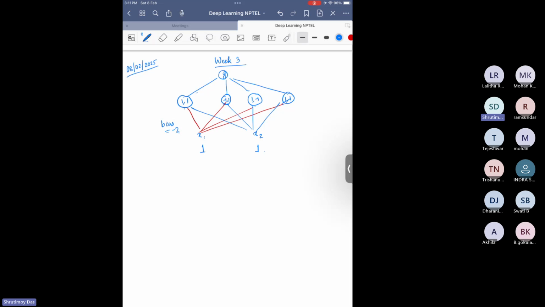So when we have 1, 1, each one will have 1 into minus 1 plus 1 into 1, that is 0, minus 2, we get minus 2. Suppose you have 1, 0. I'm getting minus 3 as the answer.